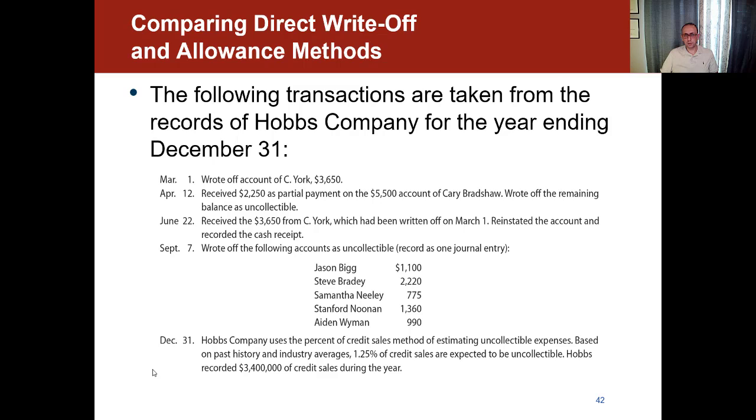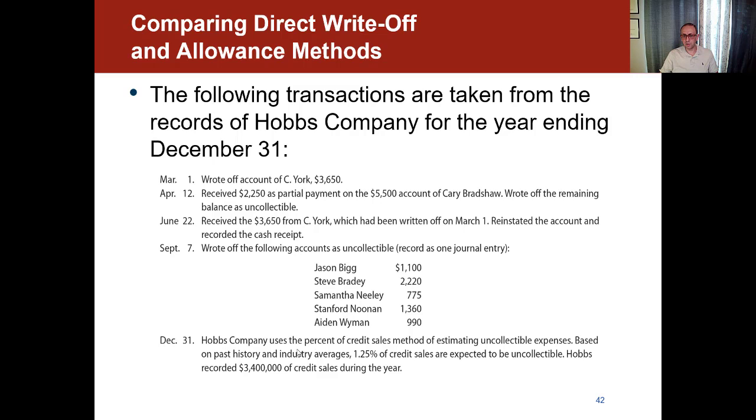Now let's see a quick comparison between the direct write-off method and the allowance method. Here we have an example with the records of Hobbs Company for the year ending December 31st. There are a bunch of transactions, where you can see they wrote off an account, they received some cash as a partial payment for an account from one of their customers, and then they also received another amount of cash for an account that had been previously written off, and then they wrote off these balances.